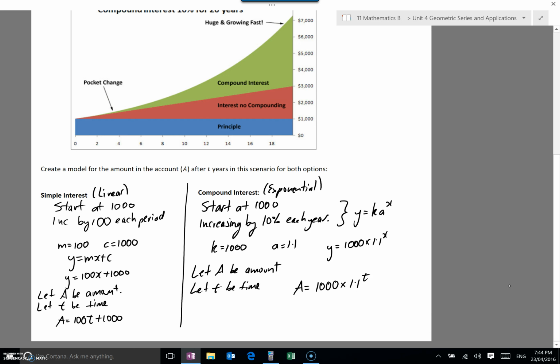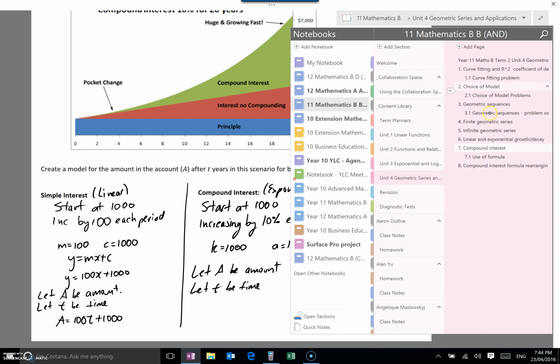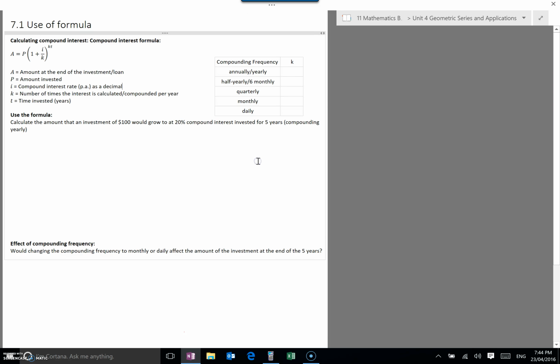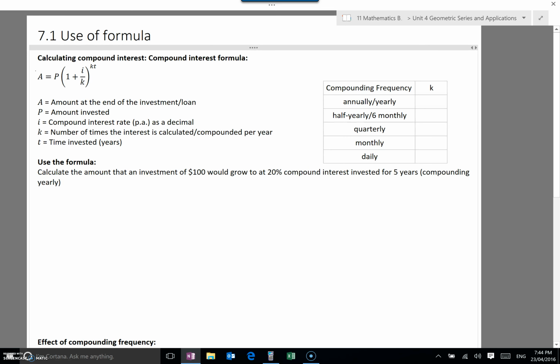Okay, so compound interest is an exponential model, and we'll now look at the proper formula for compound interest that takes into account some other things, such as the number of compounding periods per year. Okay, so turn the page for the use of the formula. This formula you should put into a big box, because it's really important.